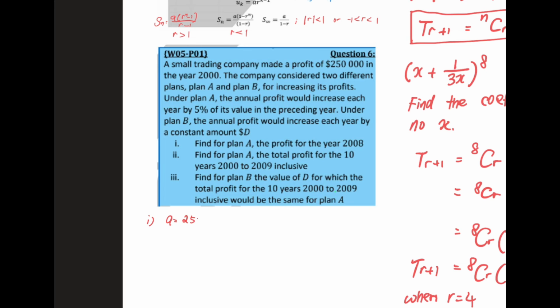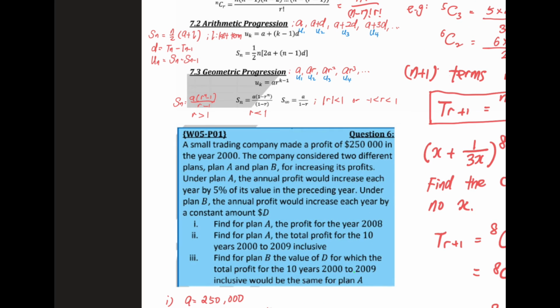So part 1, you have A equal to 250,000. Maybe you are wondering what is my r, the common ratio. If you are not sure, then you just do it like this. You know the profit increased by 5%. So the second term is going to be 250,000 multiplied by 5%. Then you add back 250,000 to get the total profit. Then you will get 262,500. So you get the second term now.